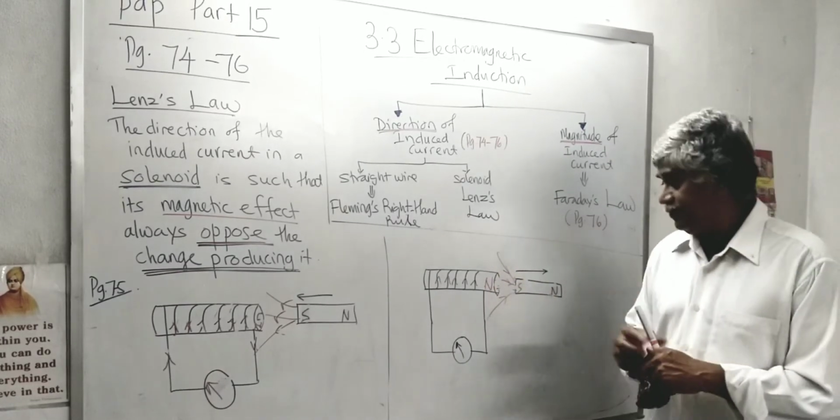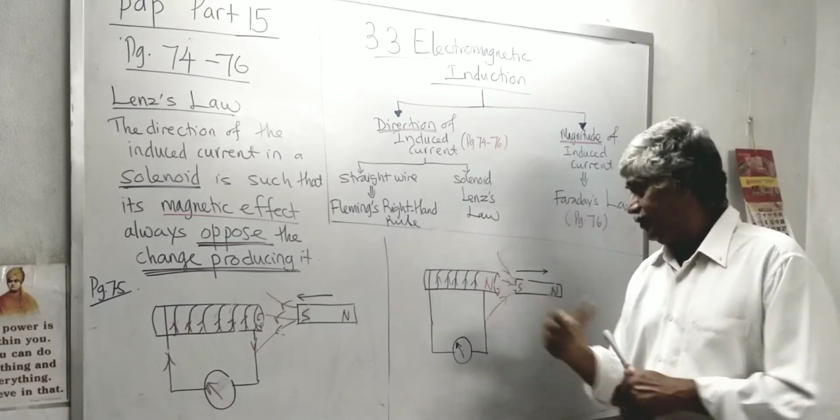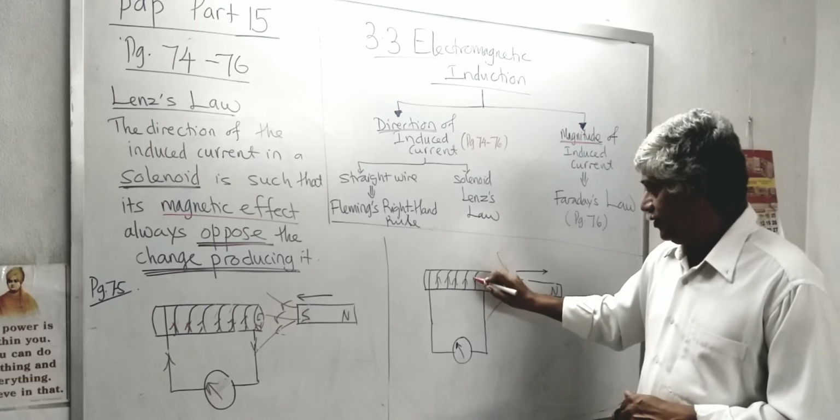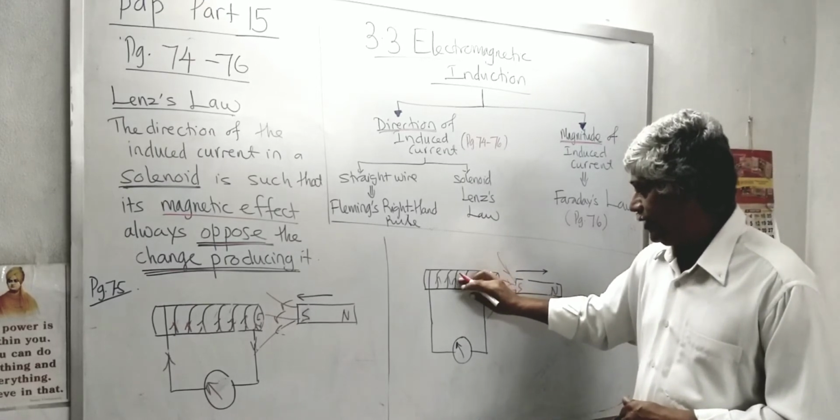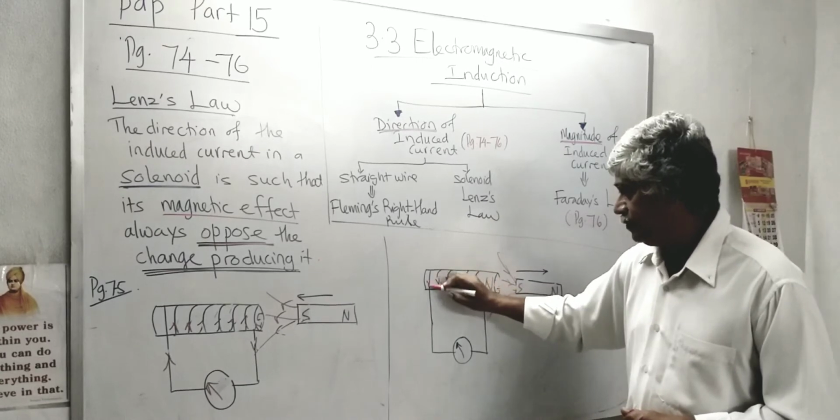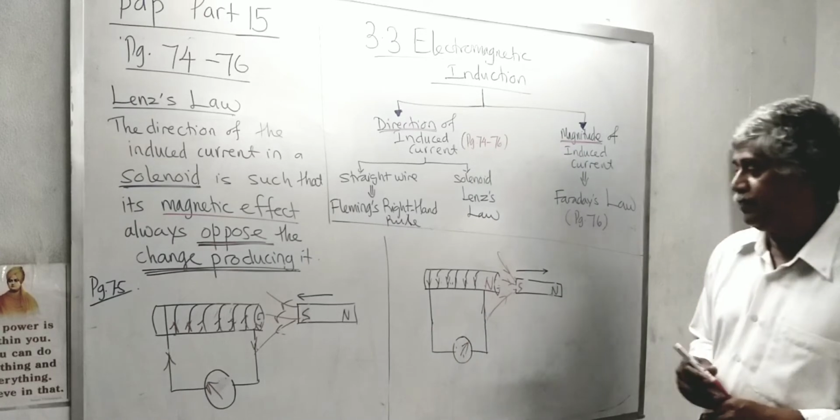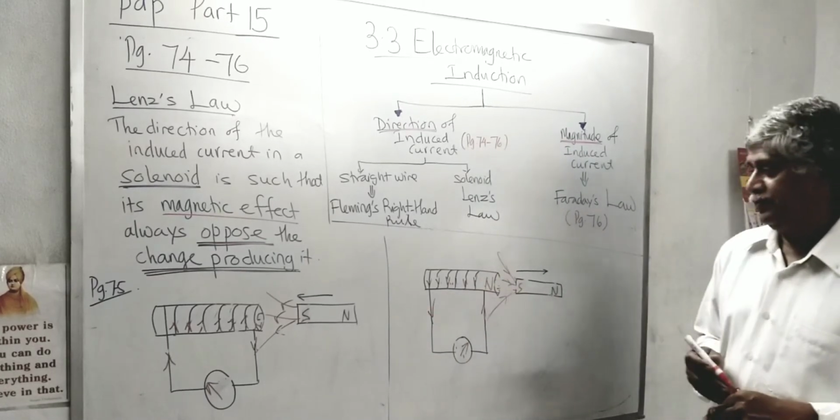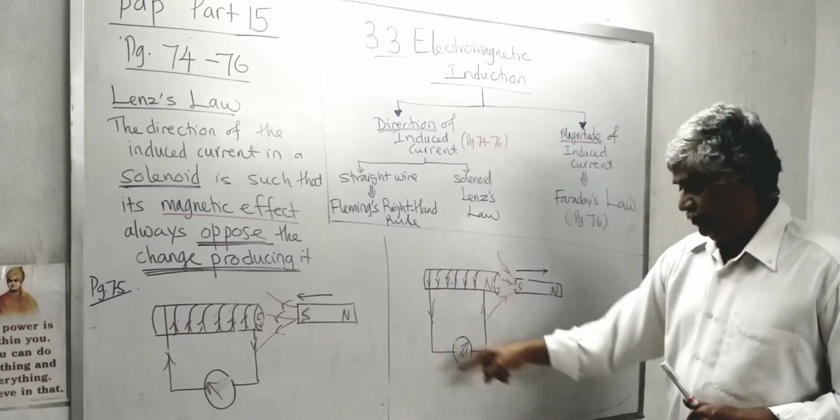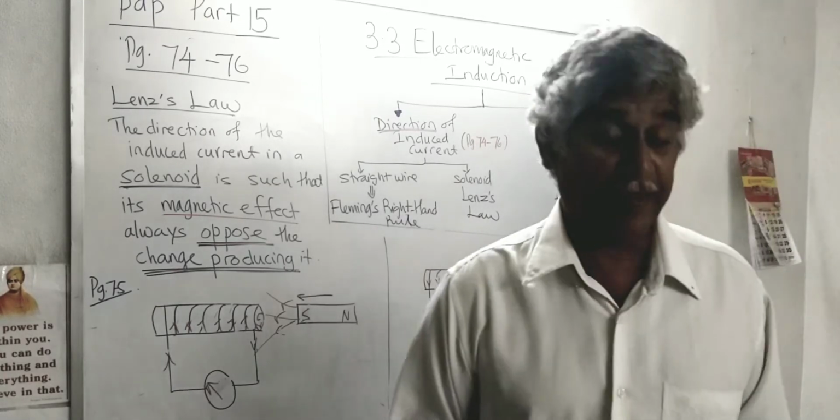So for north, this is the north, right? So you use the right hand grip rule. So the direction of induced current will be this way. Of course, it becomes this way. Alright? So this is how the Lenz law works. That's why I said it's a bit abstract.